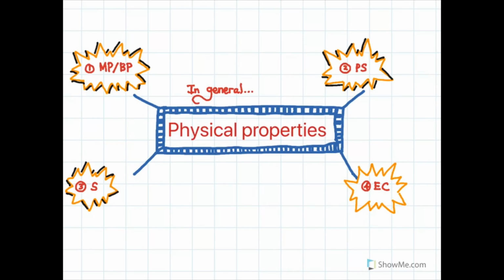Physical properties of alkane. Generally, there are 4 physical properties related to alkane. Number 1, MP and BP stands for melting point and boiling point. Number 2 is physical state, the physical state of the compound at room temperature. Number 3 is solubility in water, while number 4 is electrical conductivity.